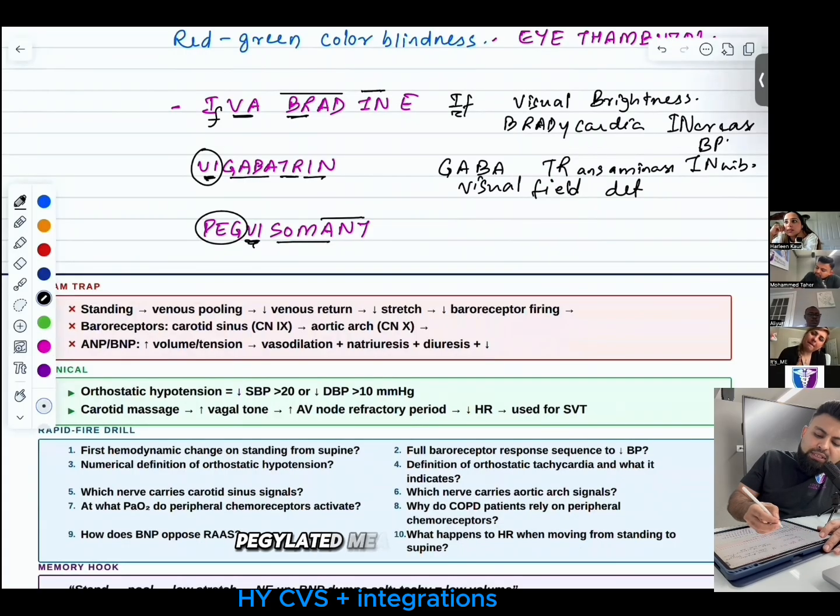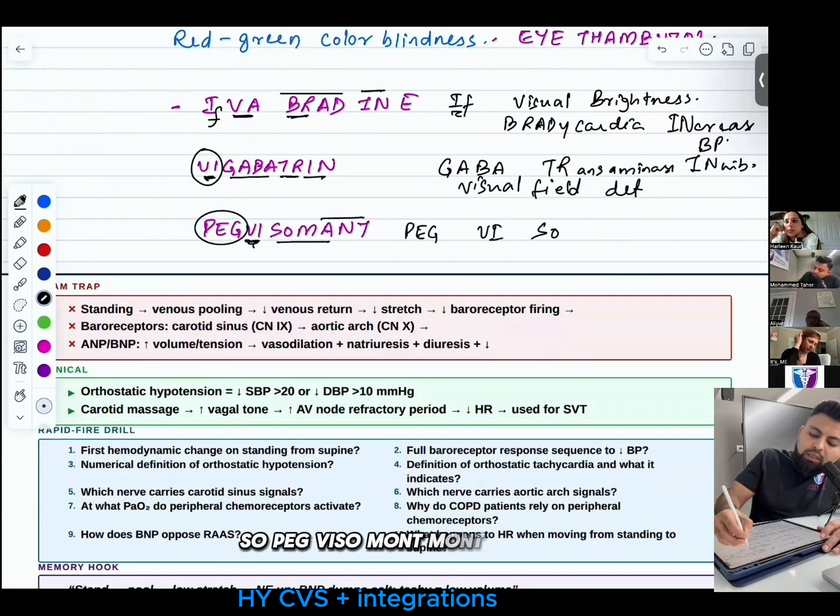And lastly, visual field defects with somatropin antagonistic agents, which is pegylated. Whenever you see pegylated, it means long acting. So pegvisomant, right? Somatropin antagonist. So when I say somatropin, pegylated means long acting, visual field defects.